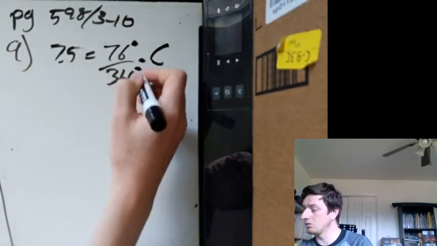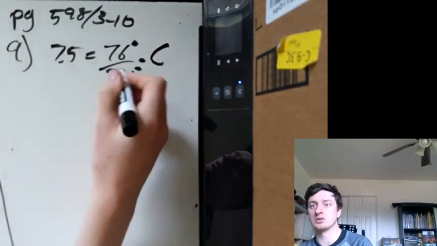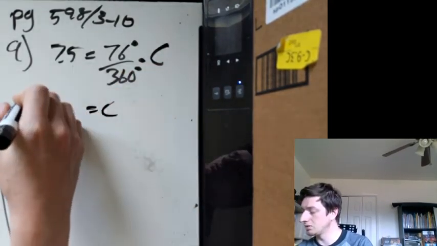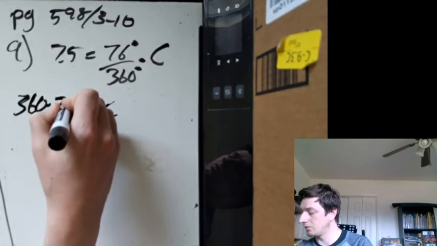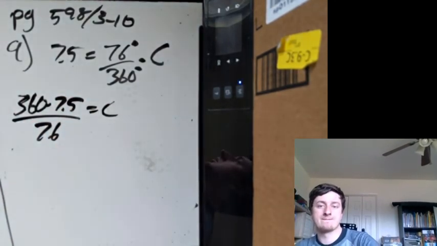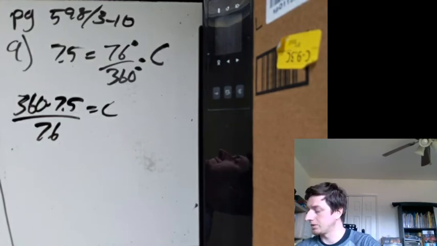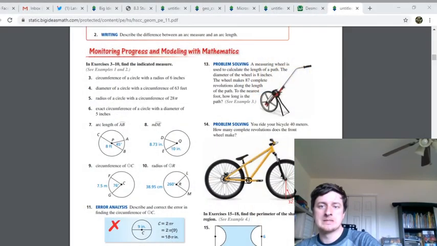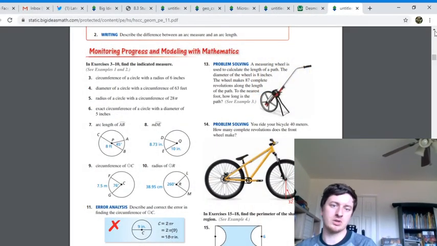So here we would cross multiply and keep c over on this side. So we're going to equal c. 360 times 7.5 divided by 76 would be where c is. And you put that in the calculator. Okay. And then last one, I'm going a bit fast because we want to find the radius. So that's like the next step from number 9.